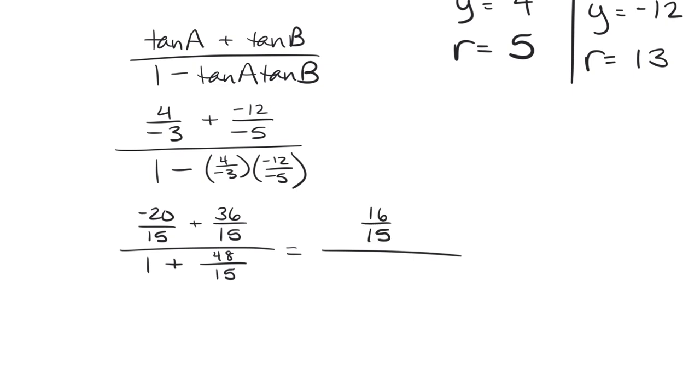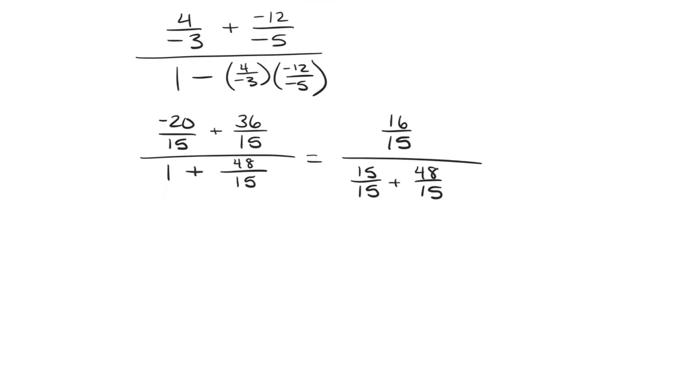But can I add that denominator yet? No, because what do they have to have? So we're going to change 1 to 15 over 15, so I can add it with 48 over 15. Which means I get 63 over 15. 15 plus 48 is 63. But then I have a fraction divided by a fraction. What do we do?